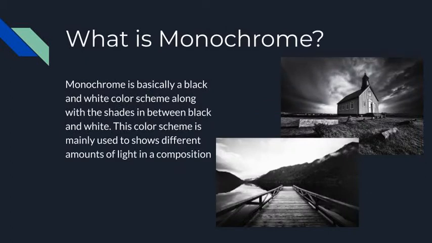Let's also talk about monochrome. Monochrome is basically a black and white color scheme along with the shades in between black and white. This color scheme is mainly used to show different amounts of light in a composition. Monochrome is often referred to as black and white, given that it is just black and white and the grays in between.